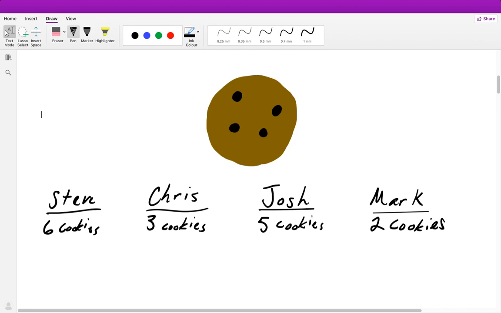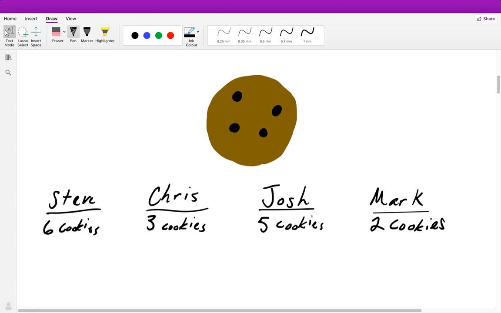All right, so before we go into the definitions of a mean or average, let's just talk about it real quick. All right, so let's say that 4 friends are sitting at a table and they're comparing how many cookies they have. And Steve has 6 cookies, Chris has 3, Josh has 5, and Mark has 2. And Mark's a little jealous because he doesn't have as many as everyone else. So he might say, hey, guys, you know what?